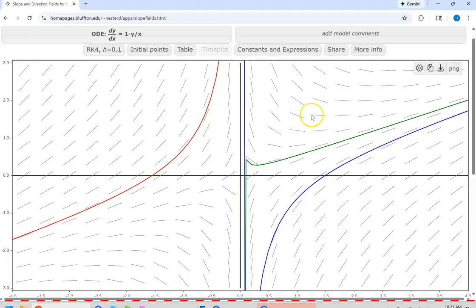And then if we clicked a couple other ones, if I click this one here, we should have something that goes down and goes back up again. Notice these are hyperbolas, by the way, rotated hyperbolas.